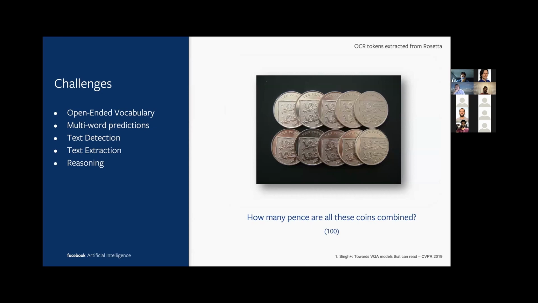And further, these require very advanced reasoning. In this particular example, you have to count the number of pencils and then join them together.